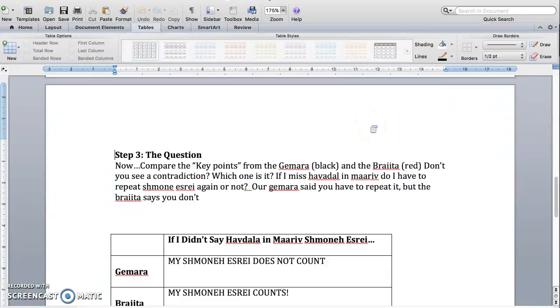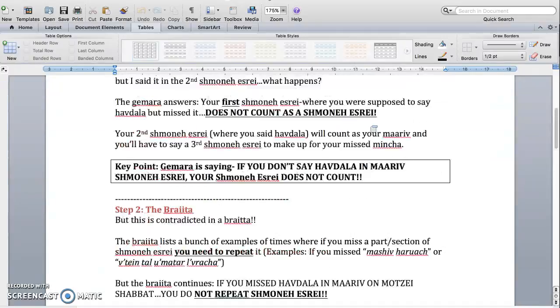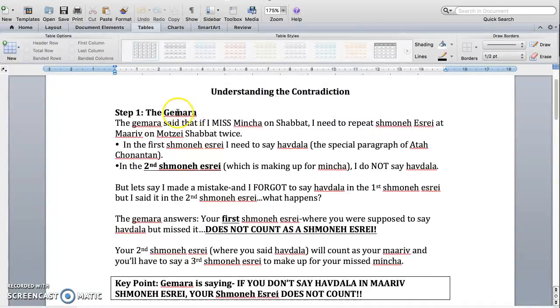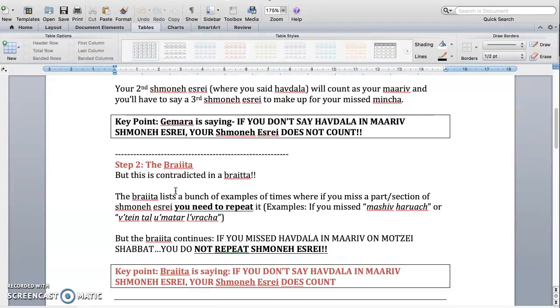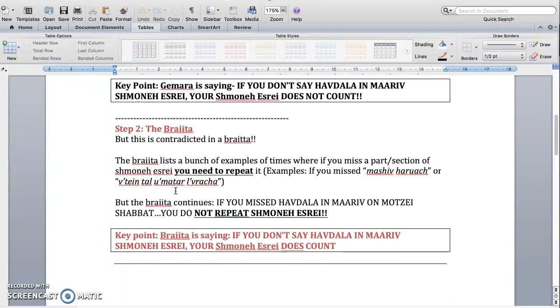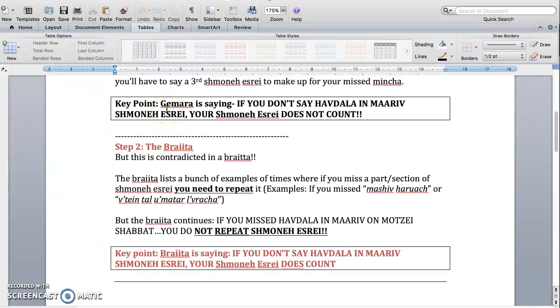Awesome. Okay, so in the first video, you did step one, the Gemara, and you did step two, the Breita. Now let's bring it together and understand the contradiction. In the black, we see the conclusion of the Gemara. The key point of the Gemara was, if you don't say Havdalah in Marav Shmona Esrei, your Shmona Esrei does not count.